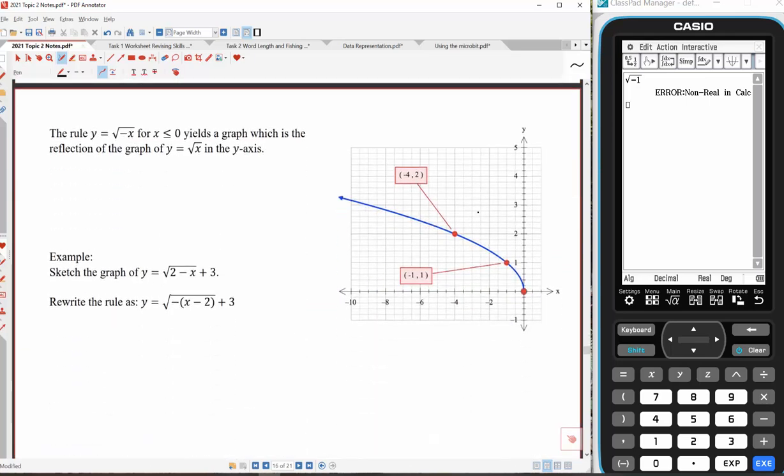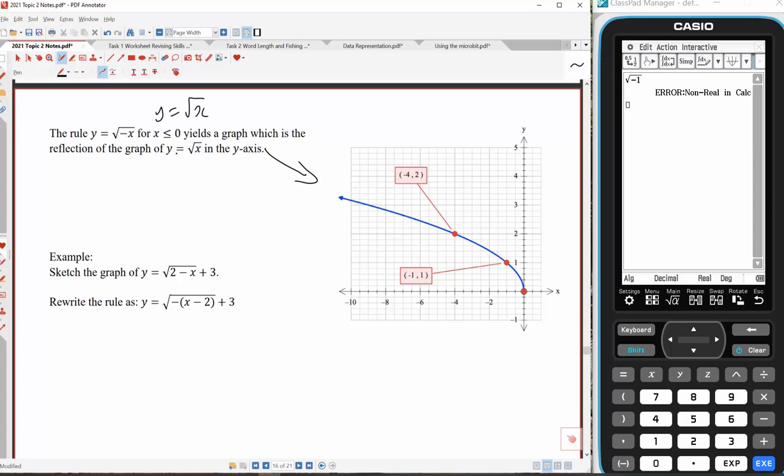The rule y equals root of -x for x less than or equal to 0 yields a graph which is a reflection of the graph of y equals root x in the y-axis. So this graph here I'm going to suggest to you is the y equals root x function reflected in the y-axis. All right, interesting.